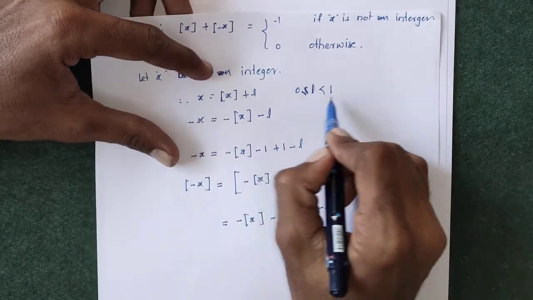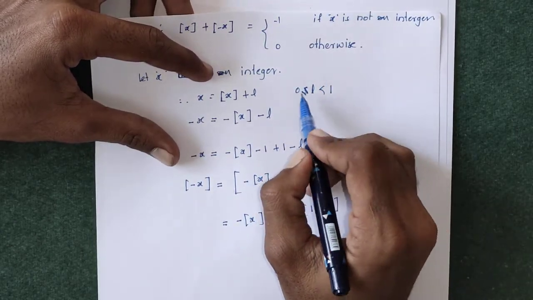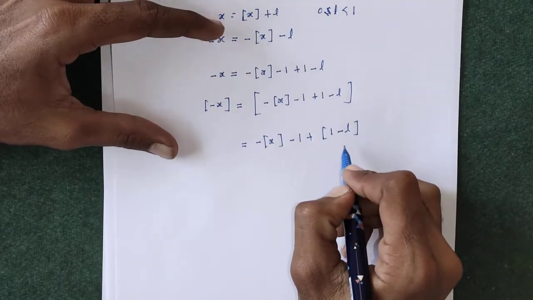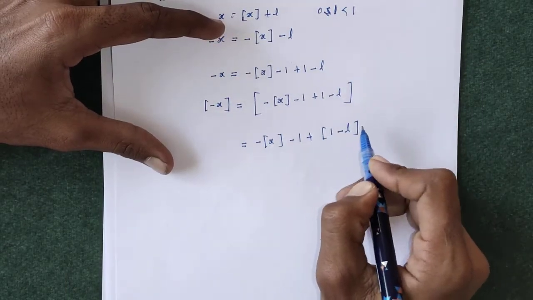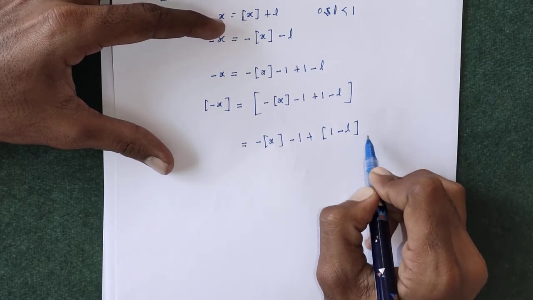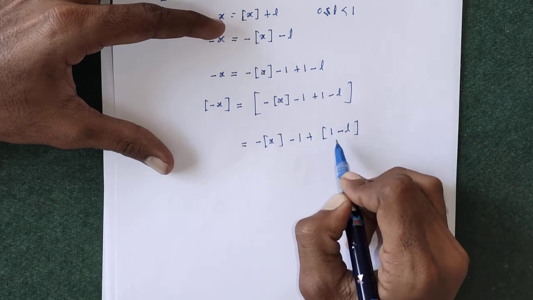So in every case, that is, for every value of L between 0 and 1, 1 minus L is between 0 and 1, that is, 0 is less than or equal to this number, which is strictly less than 1. 1 minus L is obviously strictly less than 1.